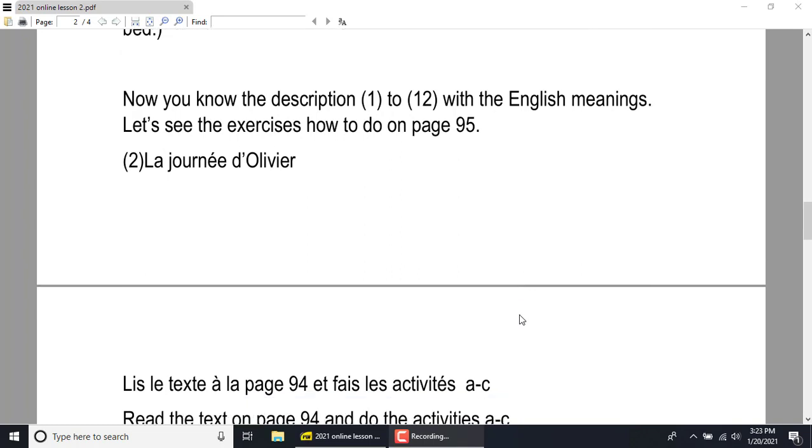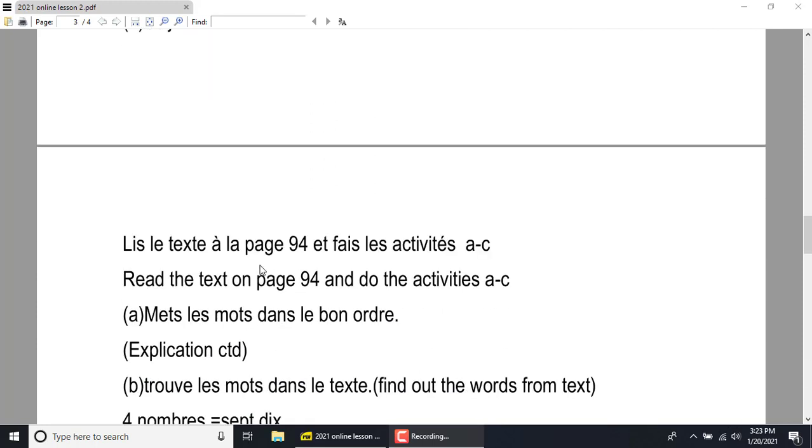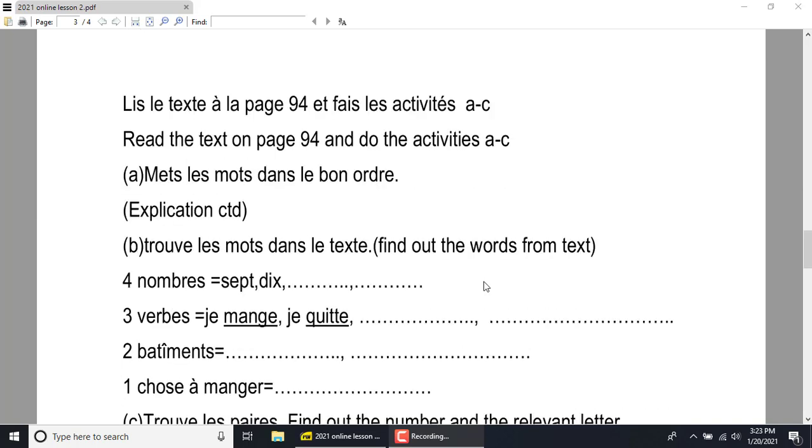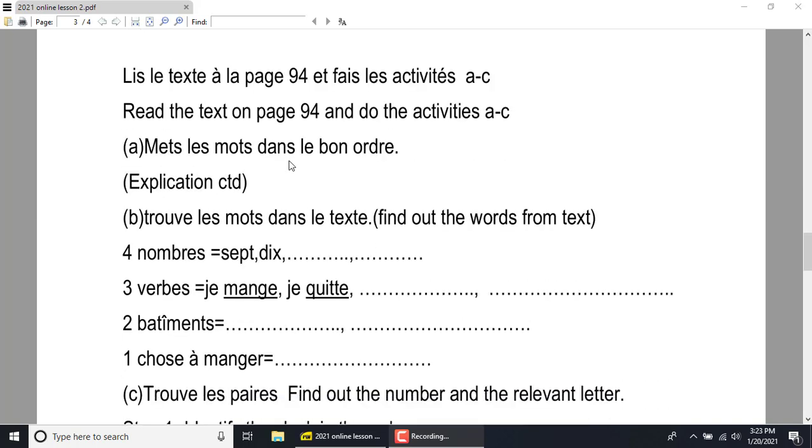On page number 95 you have exercise two, that is la journée d'Olivier, Olivier's day. So you have lis le texte à la page 94 et fais les activités A jusqu'à C. Read the text on page 94 and do the activities A to C. So first one is mets les mots dans le bon ordre. So we will see. You find out there la journée.